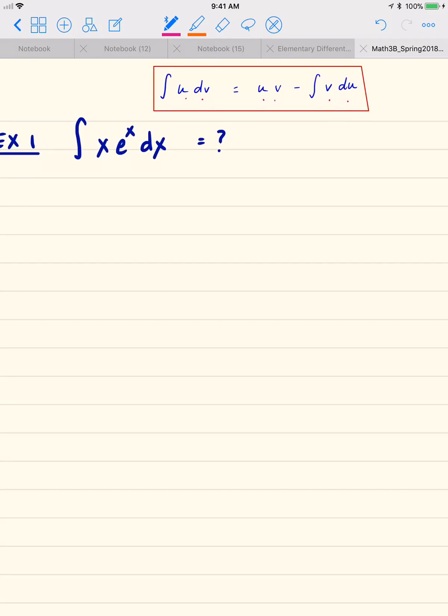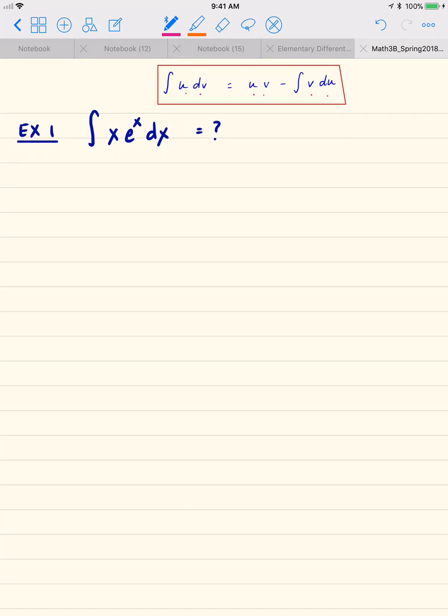The first example we're going to do is, I would say, the canonical integration by parts example. Almost every textbook is going to start off with this example because it really highlights the method of integration by parts.